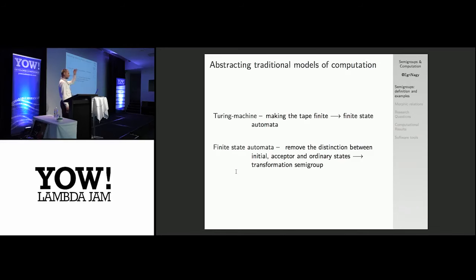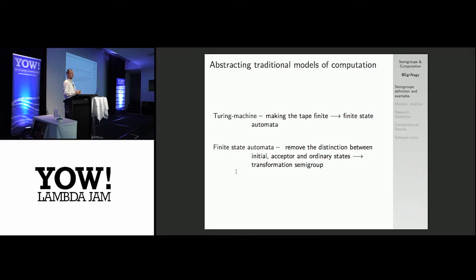So here's my story. I'm claiming that semigroups are the ultimate descriptions of computation. You can start with the traditional models of computers, and you start with the Turing machine. Well, okay, let's just make the tape finite, because we want to talk about real-world computers. So you end up with a finite state automaton. This is something you know very well.